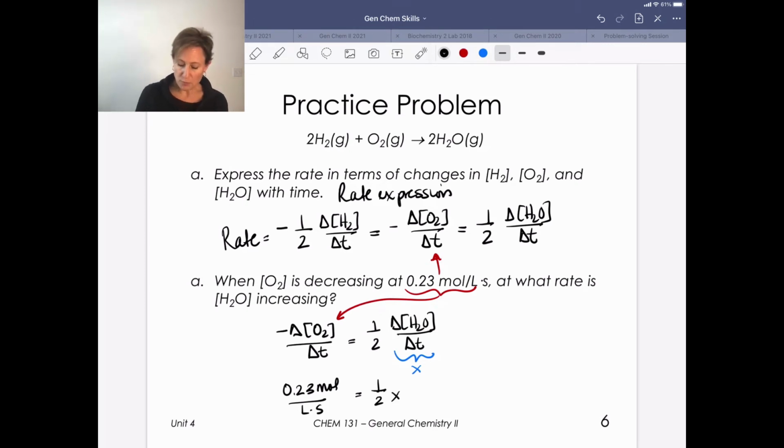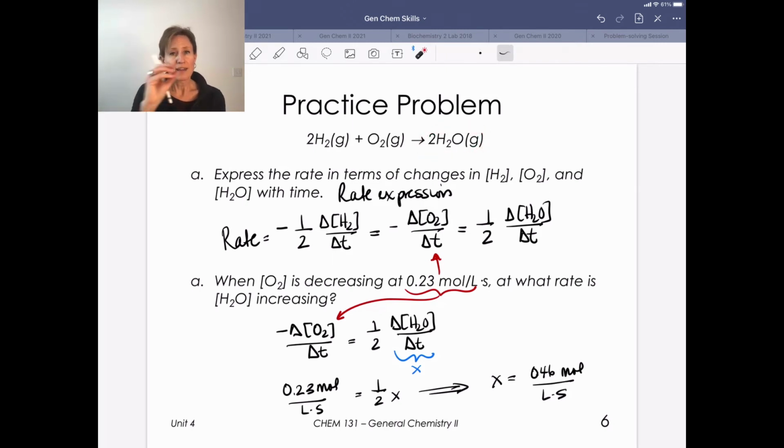Now this is pretty straightforward. 0.23 equals 1/2 x. So when I go and I solve this, x, which is going to be the rate of appearance of water, is going to be 0.46 moles per liter times second. So it's molarity per second, concentration per second. Now if we think about this, this should make sense, right? We're going to be making twice as much water as we use up oxygen. That's just what the stoichiometry tells us there. So it should make sense that the rate of appearance of water should be twice as much as the disappearance of oxygen. Okay, so that's writing a rate expression and then using a rate expression.